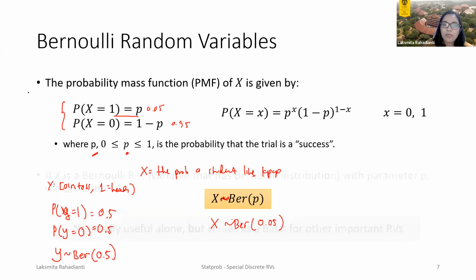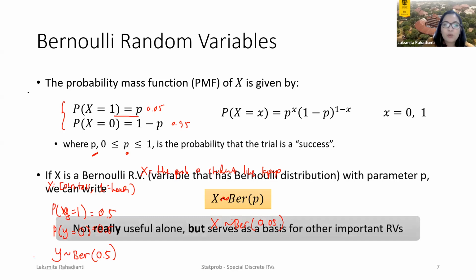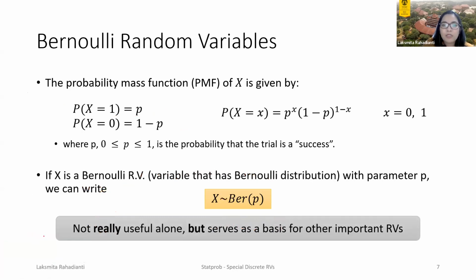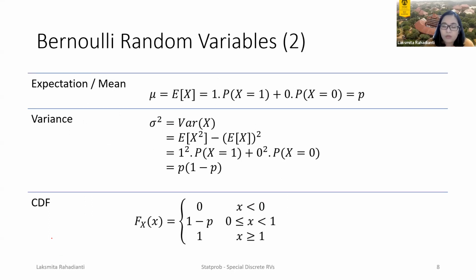Since we know these probabilities, oops, really sorry. So since we know these probabilities, you may think that why do I need to know this probability? It's quite simple, right? It's the probability and its complement. Yes, you are correct. It's not really useful alone, but the Bernoulli random variables is a basis for many other distributions as well. So if we have the Bernoulli one, we can also then compute the expectation or mean, variance, and derive the CDF from the previously defined PMF.